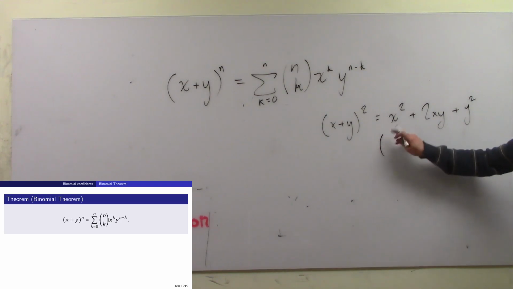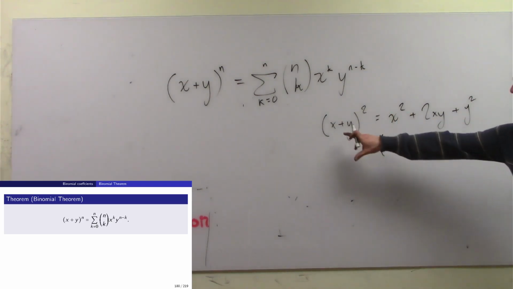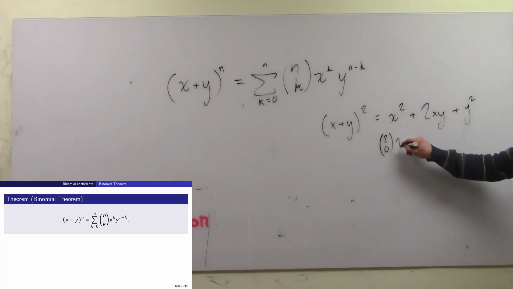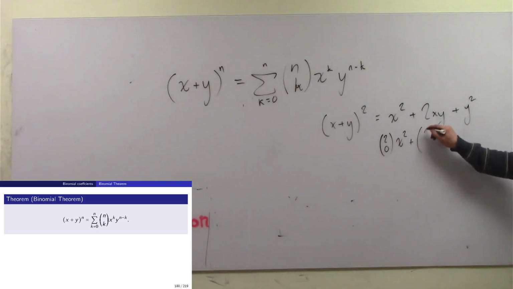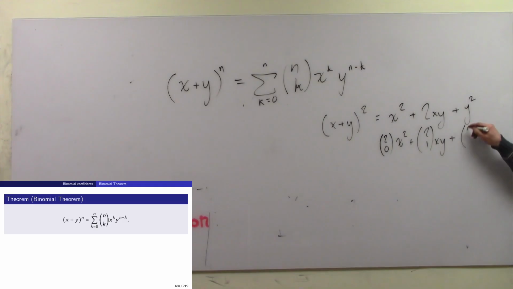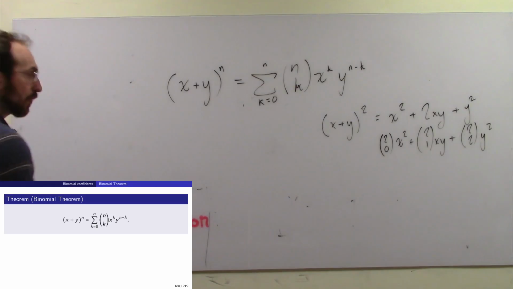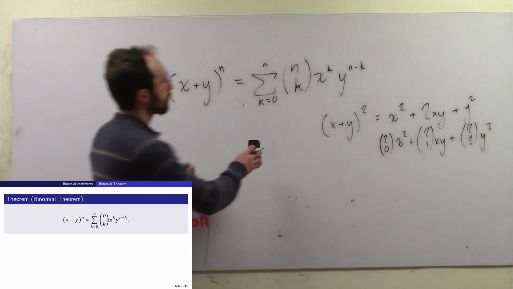Go figure. But in this case, with x plus y squared, what are our coefficients? Well, it's 2 choose 0, 2 choose 1, and then 2 choose 2. It just so works out here. But why does it work out? That is what we are going to prove right now.